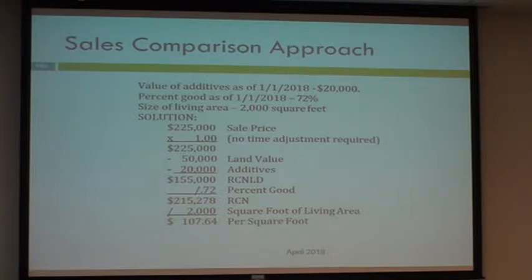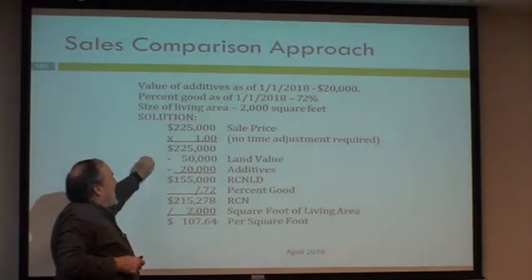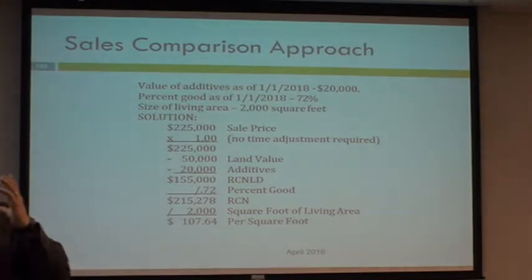We also know the land value is 50,000. So we know that additives are 20. We're assuming no time adjustment here. We know our sale price is 225. So we're going to back out. We're building a schedule now. We're not doing comparable. We're going to back out the land and the additives. Okay. We want to get back to just the house, or just the improvement.